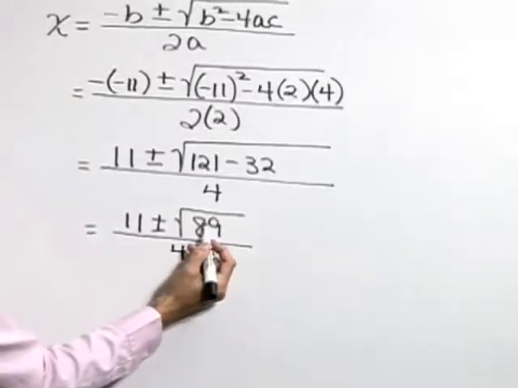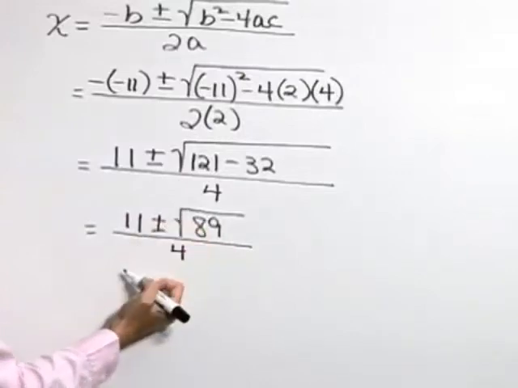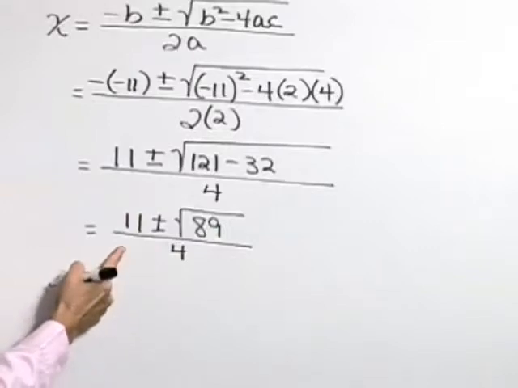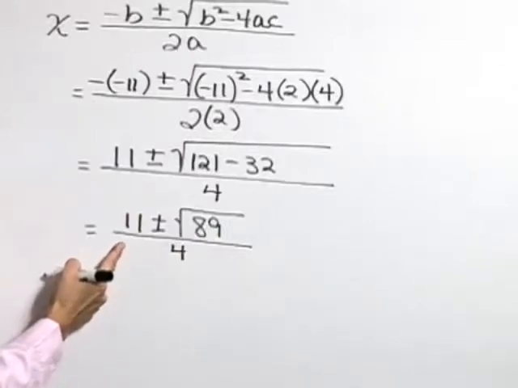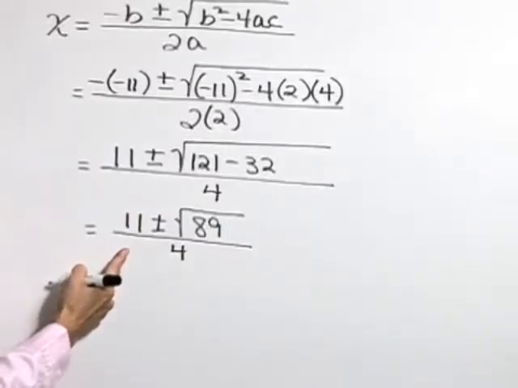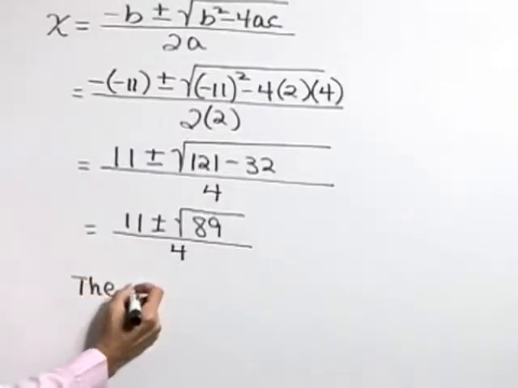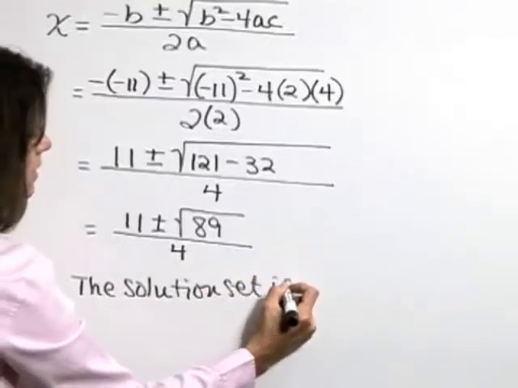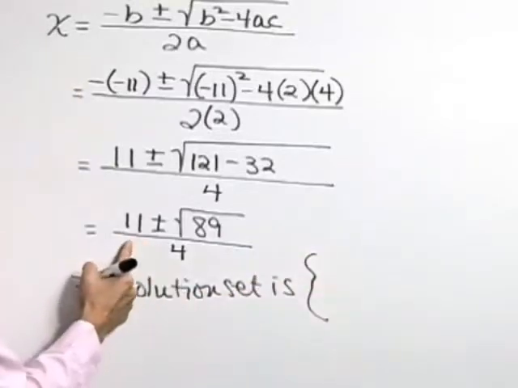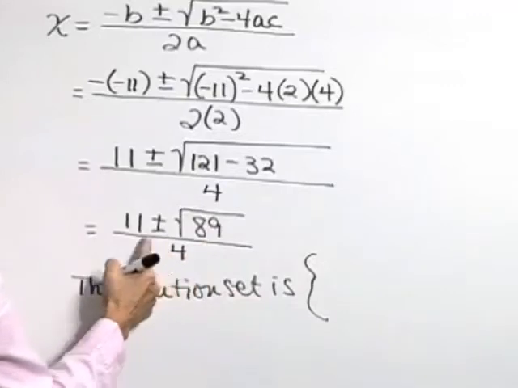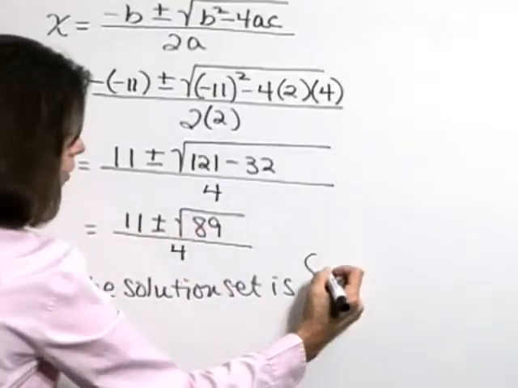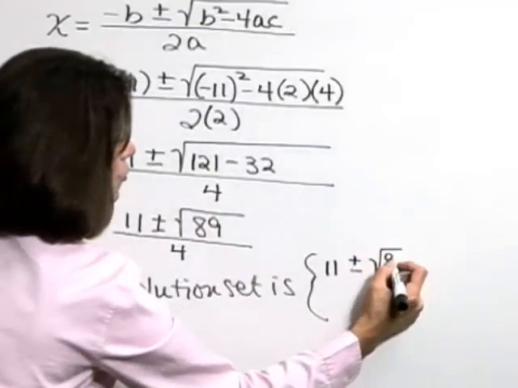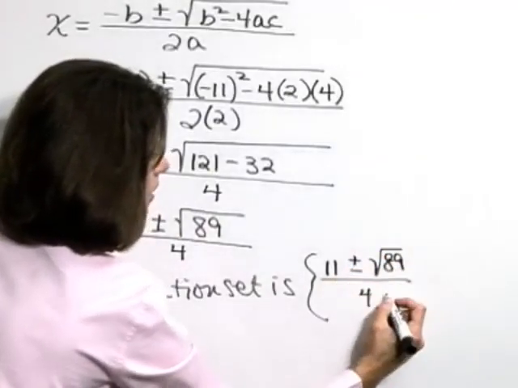89 has no perfect square factors to pull out of that square root symbol. So this is in simplest form. It's always a good idea to check these two solutions in your original equation, and a check does verify that the solution set is (11 plus the square root of 89) over 4 and (11 minus the square root of 89) over 4. And let's write that as one statement: 11 plus or minus the square root of 89, all over 4.